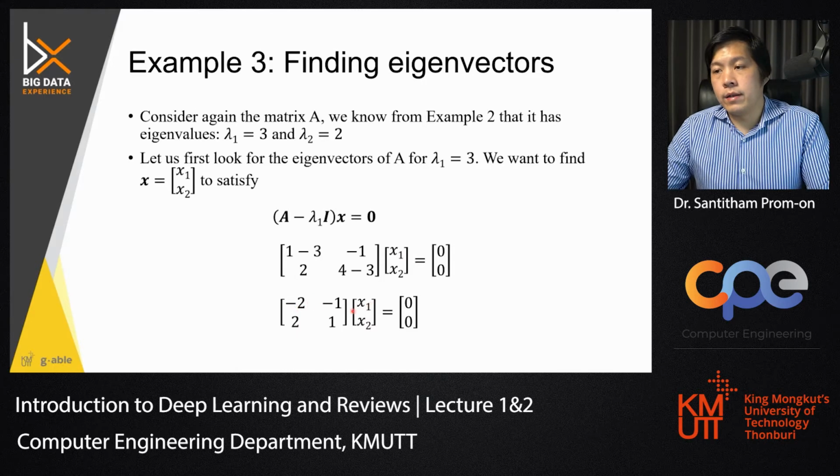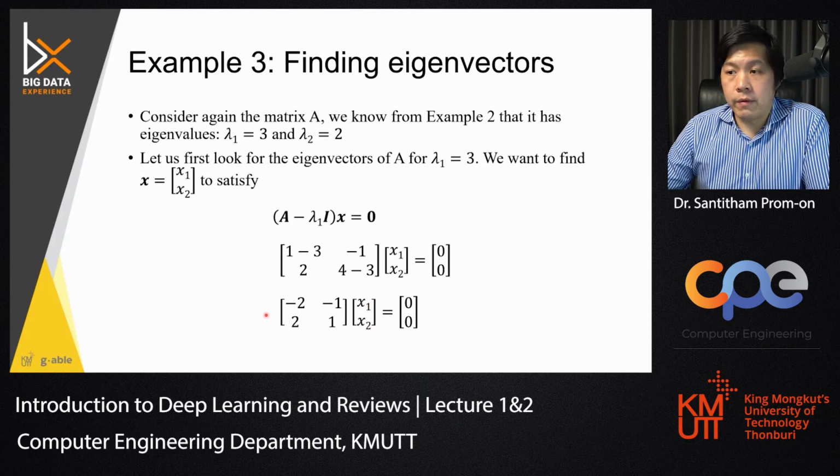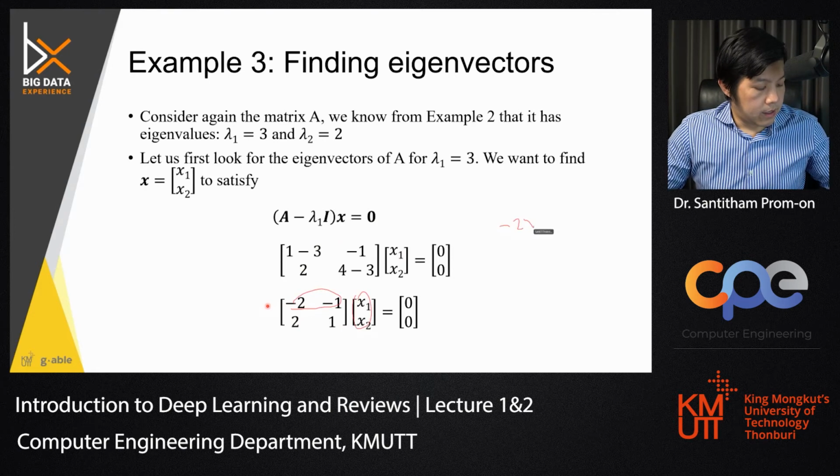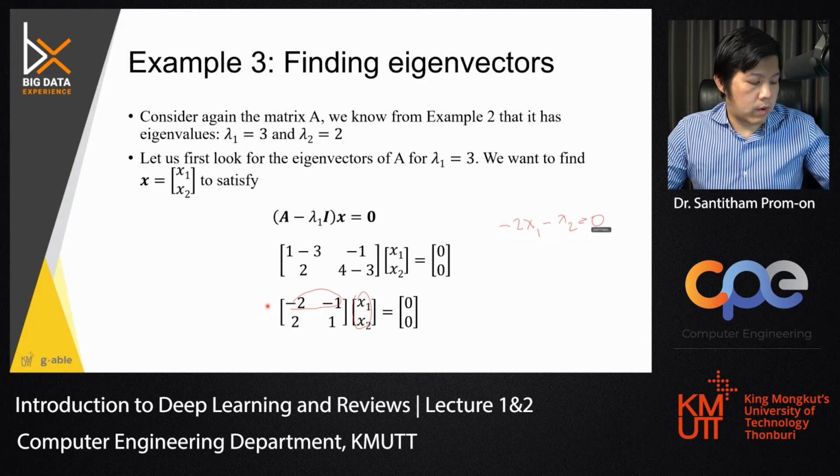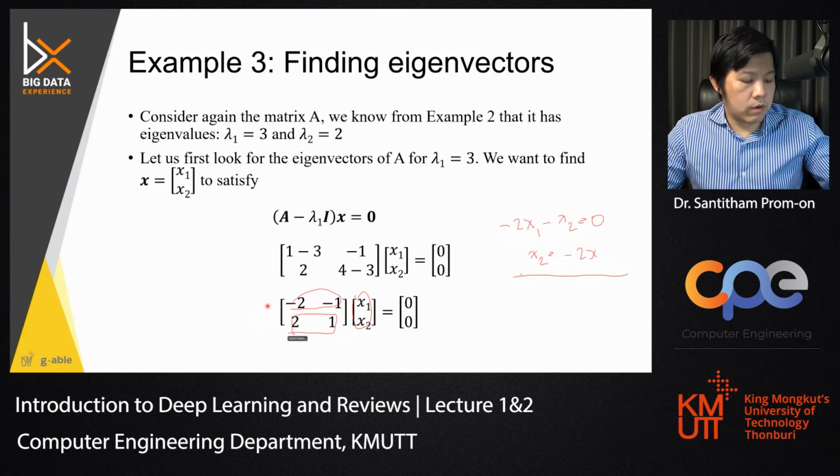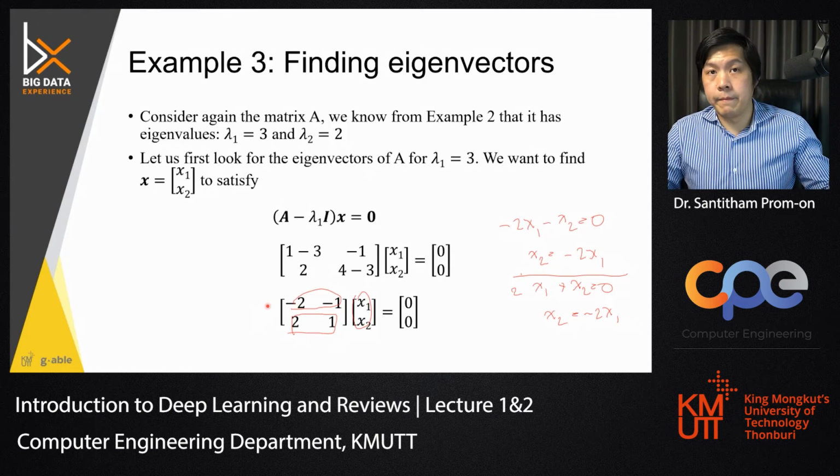So you may wonder, well, they are the same equation anyway, right? It is minus 2, minus 1, times x1, x2. When you multiply it in this way, you get minus 2 x1 minus x2 equals 0. So that would mean x2 equals minus 2 x1. Or if you multiply it like this, you get 2 x1 plus x2 equals 0. So x2 equals minus 2 x1. They are the same, right.